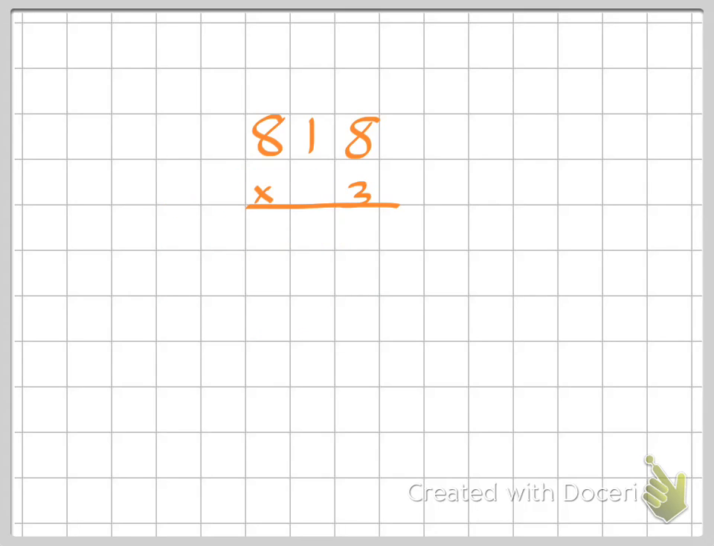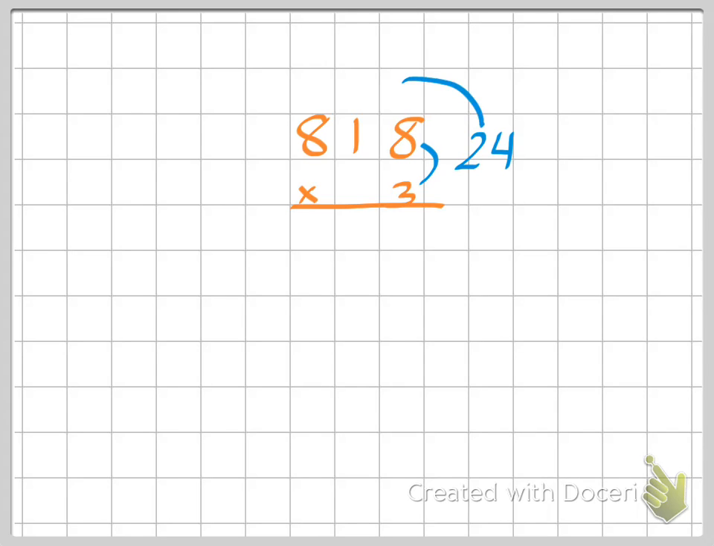Okay, the next practice problem I'd like you to try would be 818 times 3. I want you to go ahead and pause me, work it out, and then come on back to check your work. So the first thing you do is you say 3 times 8, which is 24. This is what 24 looks like. You carry the 2, and you drop the 4.